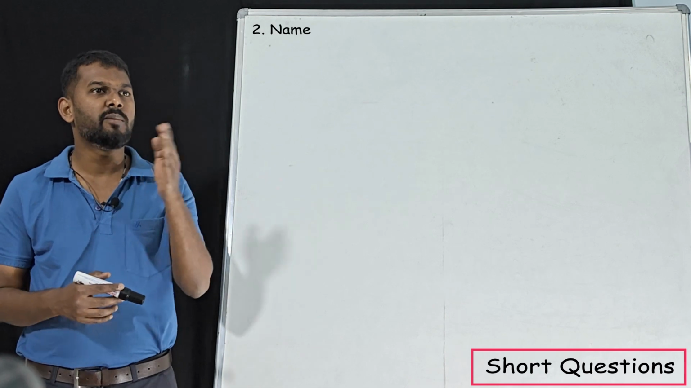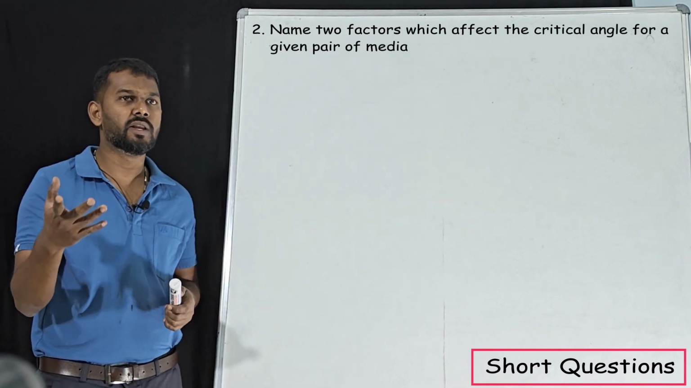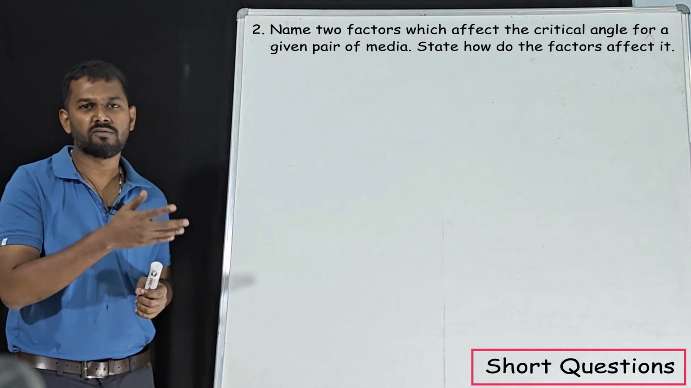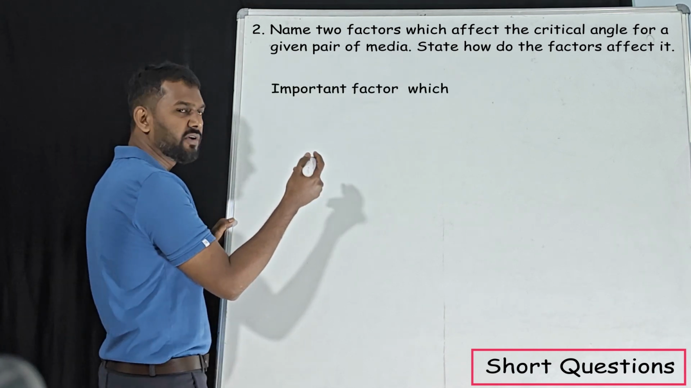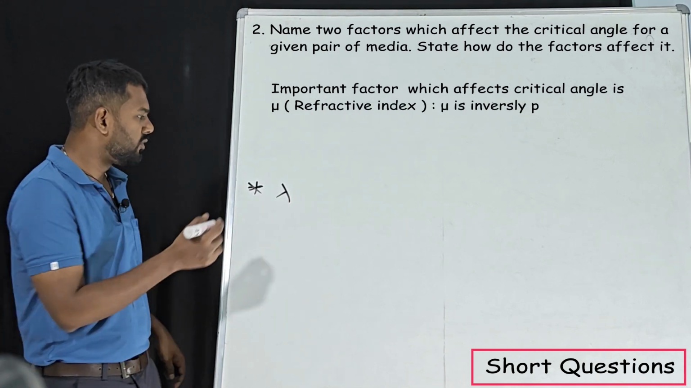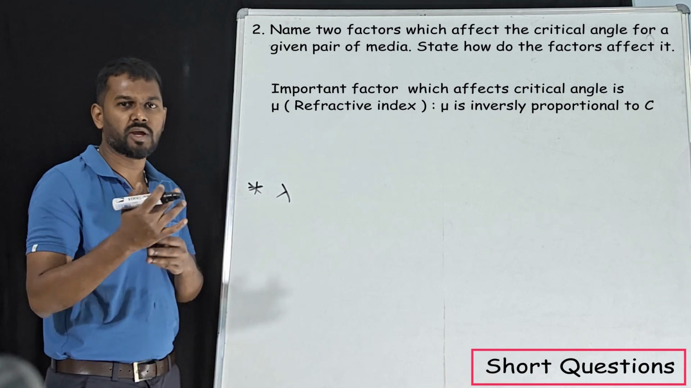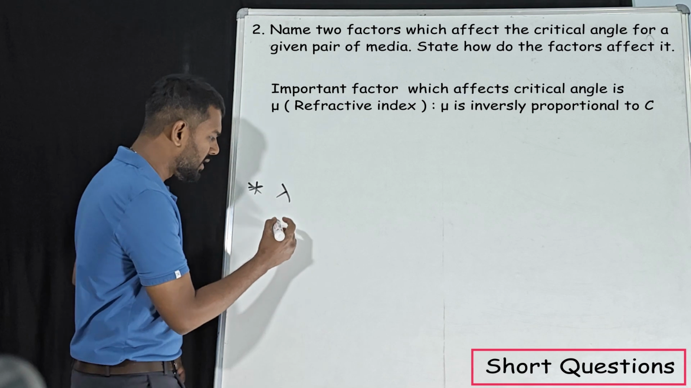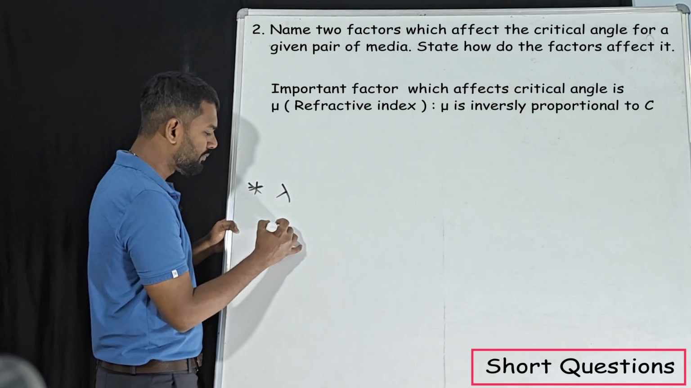Our next question: name two factors which affect the critical angle for a given pair of media. State how the factors affect it. Very simple question. This is what we have learnt in the concept video. They are asking for two factors when it comes to critical angle. Factors affecting critical angle: the first one is wavelength. You can answer it directly, or you can answer with knowledge. Listen. First, we don't have a formula to find critical angle using wavelength. Correct? What is the formula?